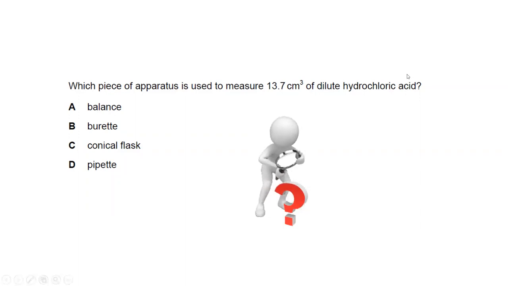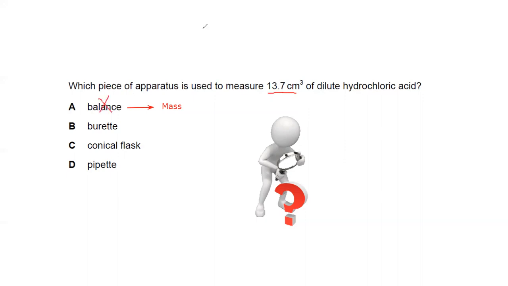The correct answer for this question is B. But why is B the right answer? Look, a balance. What is the purpose of the balance? A balance is used to measure the mass of an object. So it cannot be a balance because we want to measure a volume. 13.7 cm cube is a volume. So it cannot be a balance.